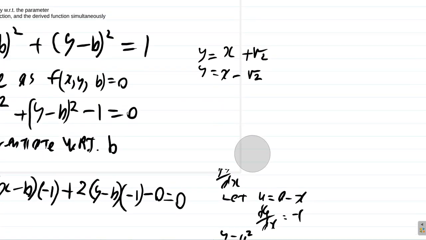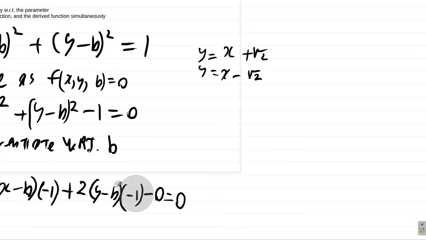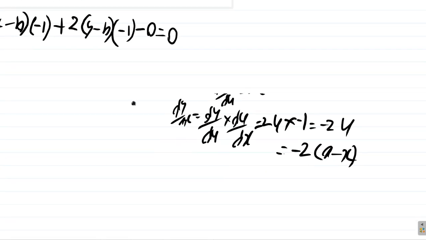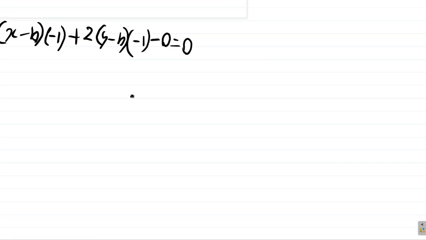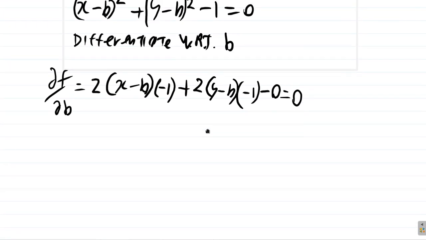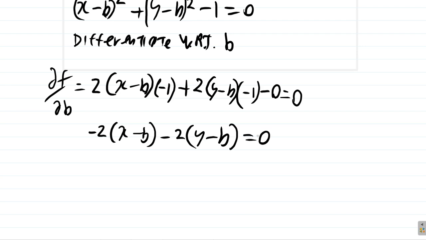This was just an aside explanation. Let's erase it. Alright. So what we have then? Negative 1 times 2 is negative 2 times x minus b minus 2 times y minus b equals 0. So that's what we have.